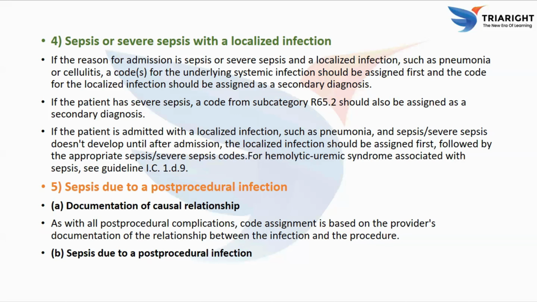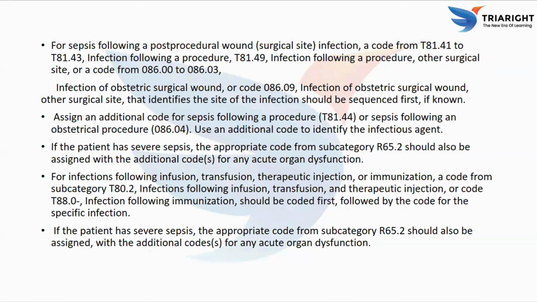Examples of acceptable provider documentation: sepsis due to a post-operative wound infection, post-procedural sepsis, sepsis secondary to a central line infection. You cannot assume the infection is due to a procedure. It must be clearly stated or implied by the provider. The second case is sepsis due to a post-procedural infection, when documentation confirms the causation. Post-procedural sepsis means sepsis caused by a complication of a medical or surgical procedure. The coding rules for this situation are very strict and different from regular sepsis coding.